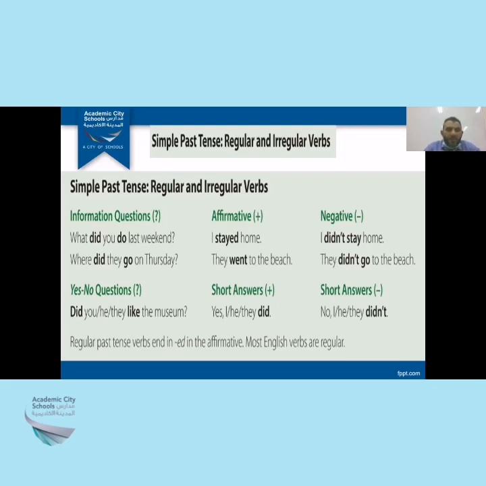Here we have yes/no questions. Did you, he, they like the museum? Here we start the question with did and the verb one. Short answers with affirmative: yes, I, he, or they did. Short answers with negative: no, I, he, or they didn't.